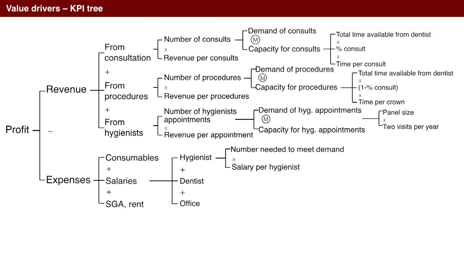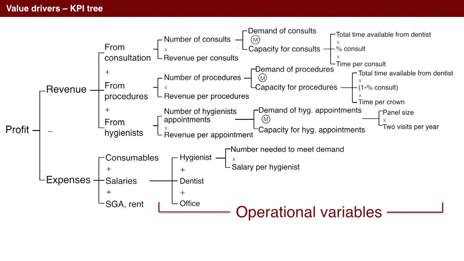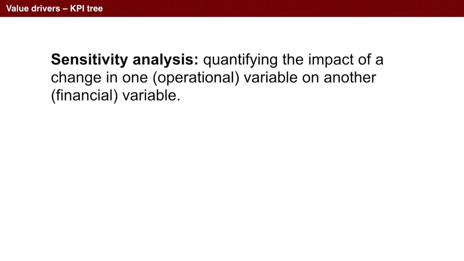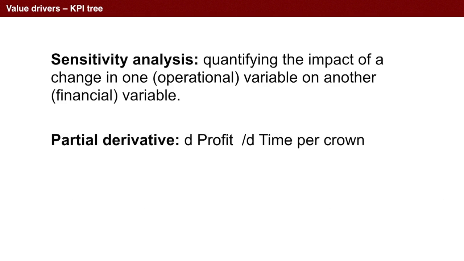What I really want to know is by how much I am changing profits as I'm changing one of the operational variables that are out here on the right, the leaves of the tree. Mathematically, this corresponds to what we call a sensitivity analysis. Sensitivity analysis really means quantifying the impact of a change in one variable, in our case typically an operational variable, on another variable, in our case typically profits. Now if you remember your calculus days, you will remember this being the whole idea of taking partial derivatives. But no worries, here in my course nobody needs to take a derivative.